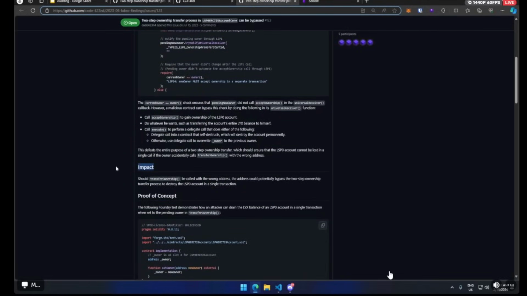The second section is the impact. This is honestly just a reiteration of your last line in the bug description, but it should be a short summary of what can happen and how it can happen, which is severity and likelihood. For example, in this one, the likelihood, or the condition, is if someone calls transfer ownership with the wrong address. And the impact is that you can bypass the protection built into the protocol, and destroy their account in one transaction.